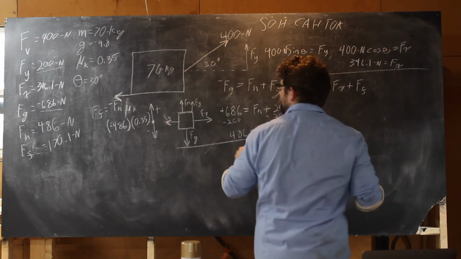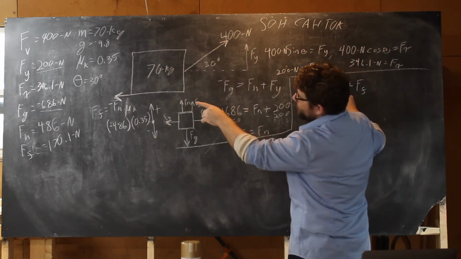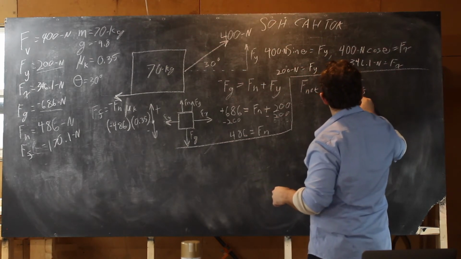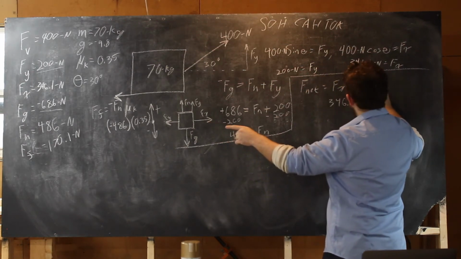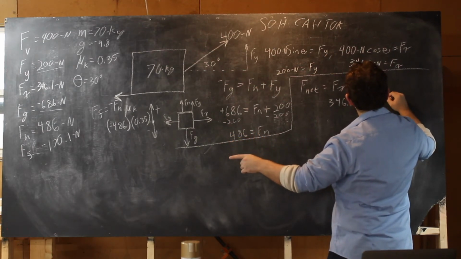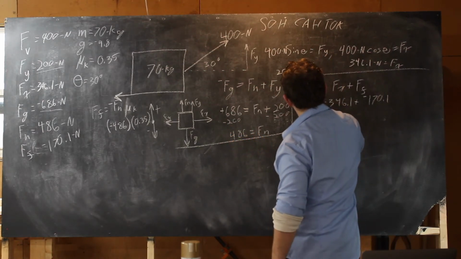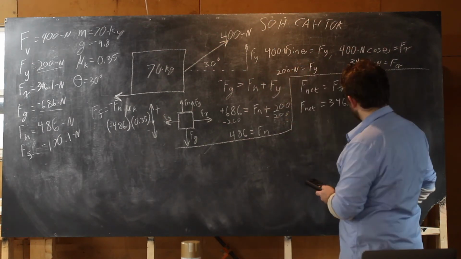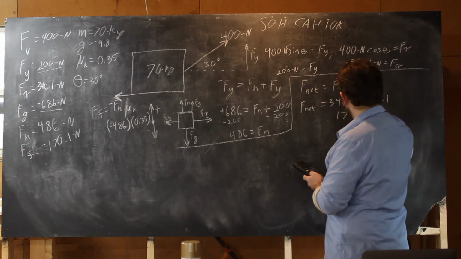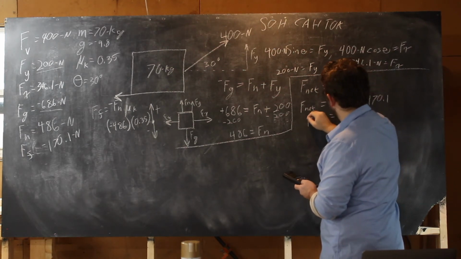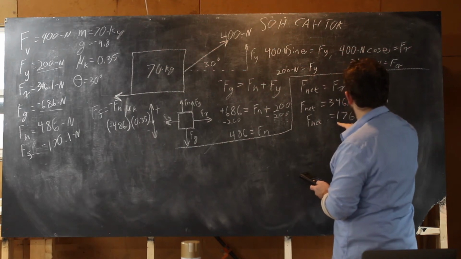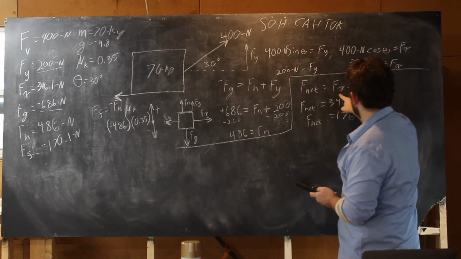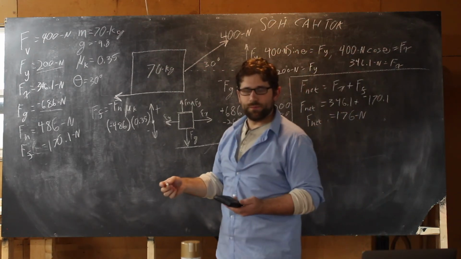So Fx, we know, is 346.1. Plus, force of friction, we know, is negative 170.1. So that's going to be our F net. So, subtracting those is going to give us 176 for an F net. So 176 newtons. Now remember, F net is the sum of the forces in the direction of the movement.